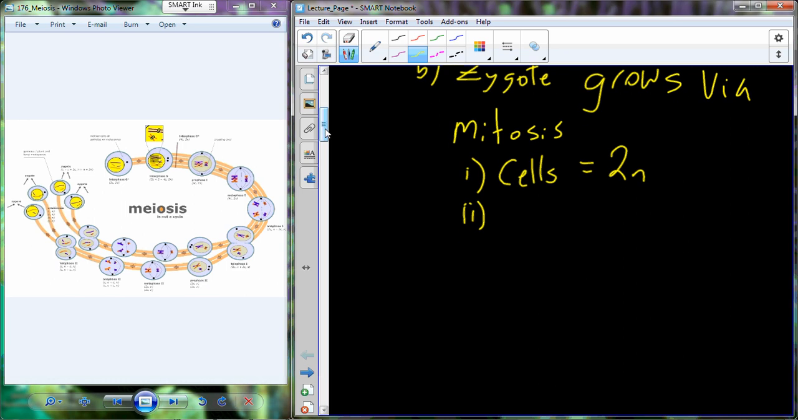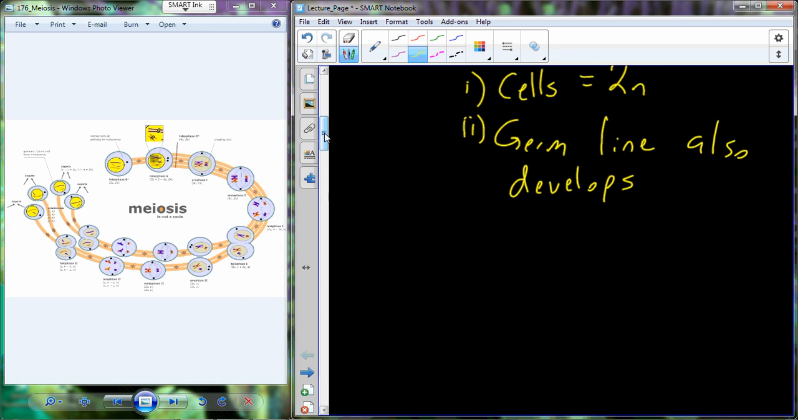So as we're developing all these other tissues through mitosis, our germline begins to develop as well. Now that germline is where our sex cells begin to develop. In that germline, as all of these other cells are developing through mitosis, the germline's production begins to shift to produce gametes through meiosis.